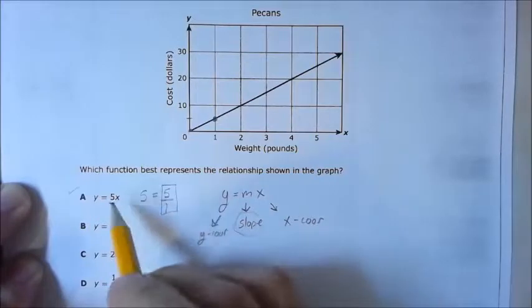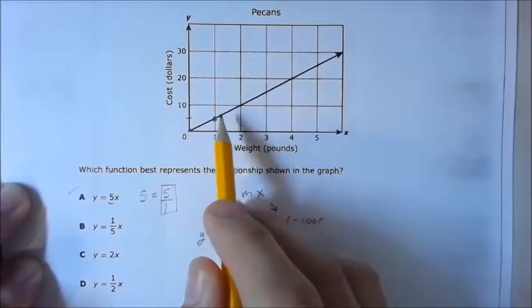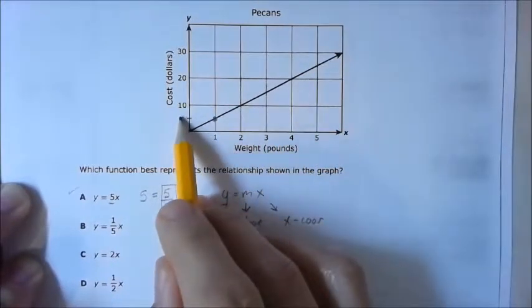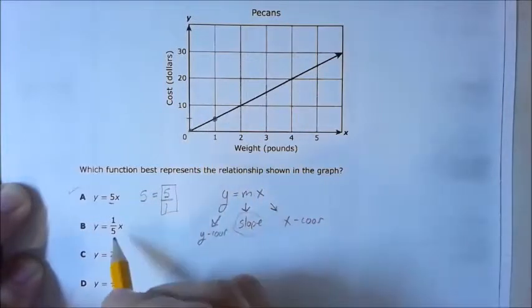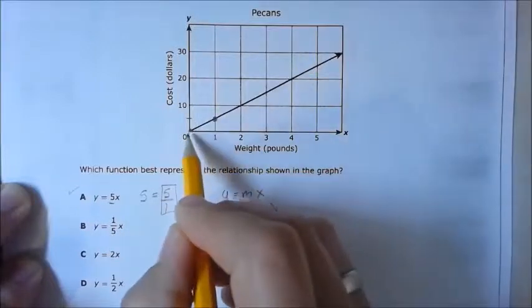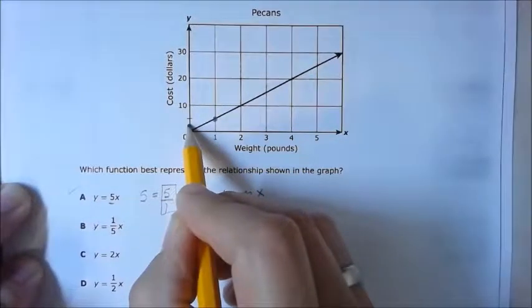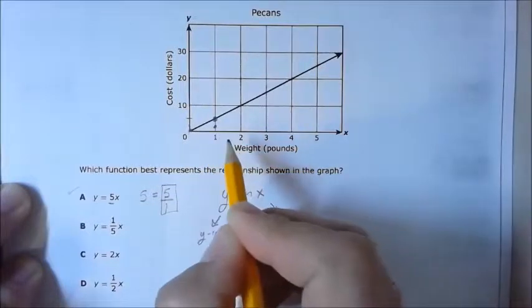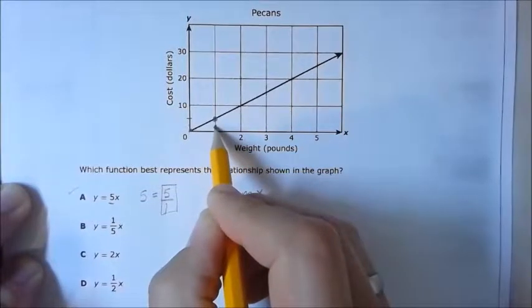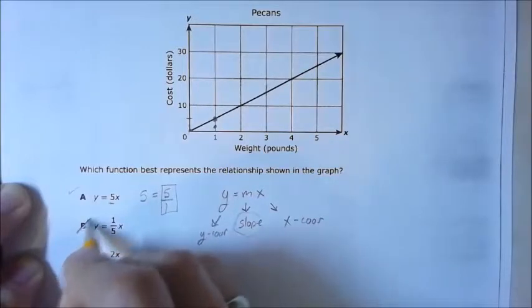But before I circle it, I'm going to check the rest of these and make sure that they don't look close too, because we don't have the number 5 here. I'm just guesstimating on where I think 5 is. So this one is 1/5. Okay, so 1/5 means we go up 1, that's about right here, and over 5. It's about right here. That would be B. So B is way off. It's way below the graph. So B is not a good choice.